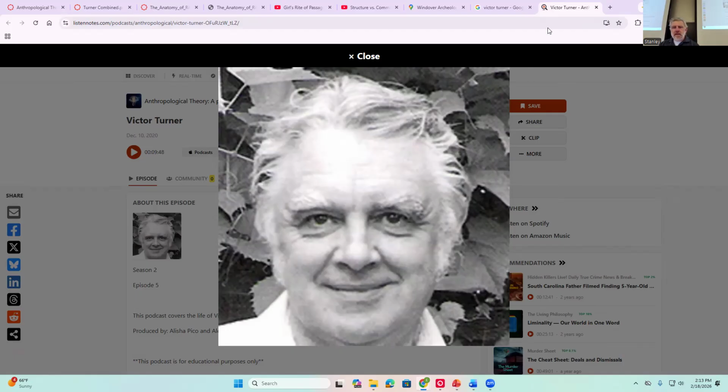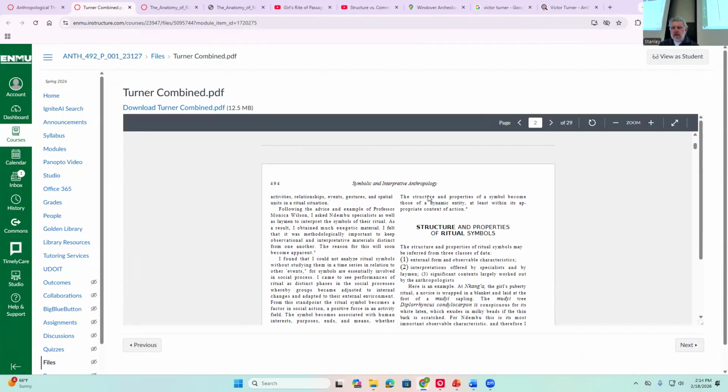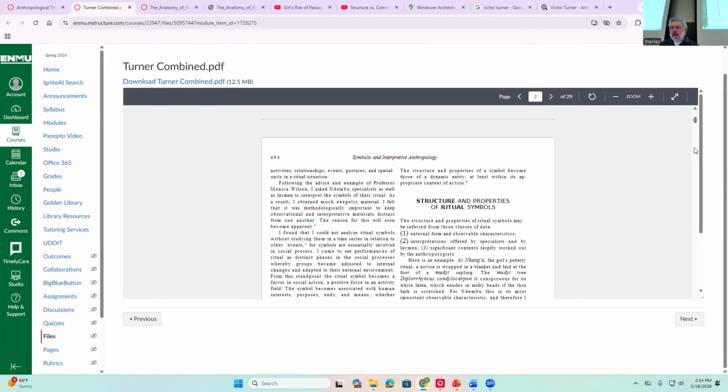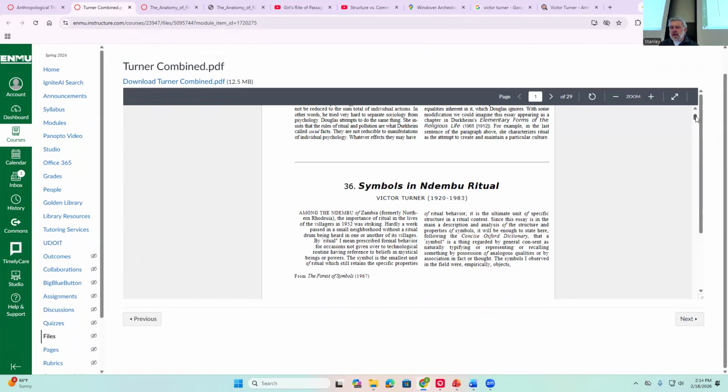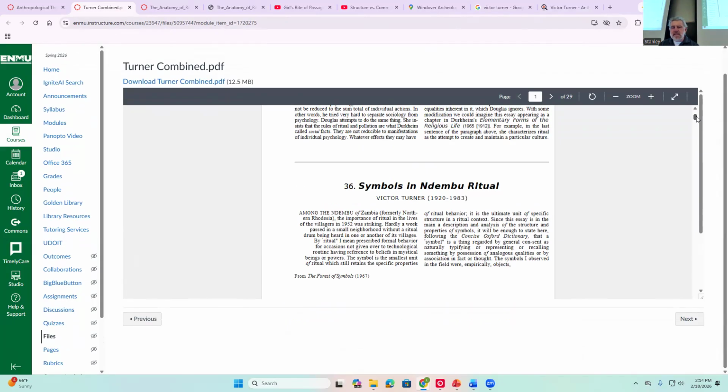So we're going to take a look at, there's 2 articles this week. If you take a look at it, they're combined because they're pretty short. It's less than 30 pages combined, and they go together if we're talking about symbol and ritual. And the first one is about his ideas of symbols in Ndembu ritual. This is from a book, later reprinted as part of a book, Forest of Symbols in 1967.